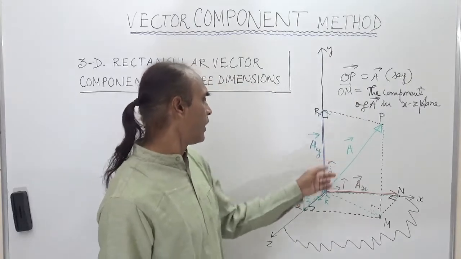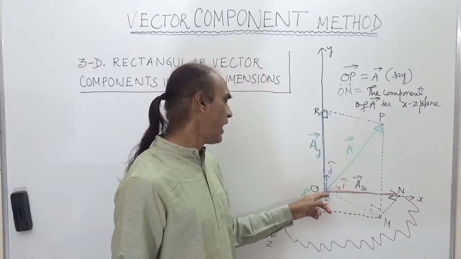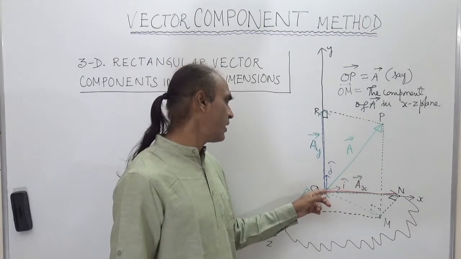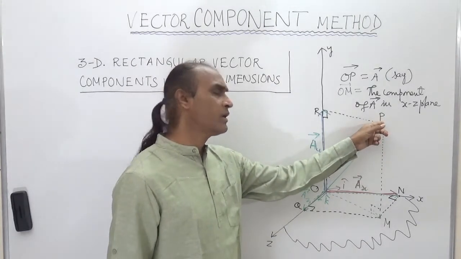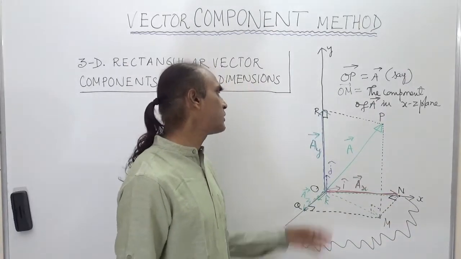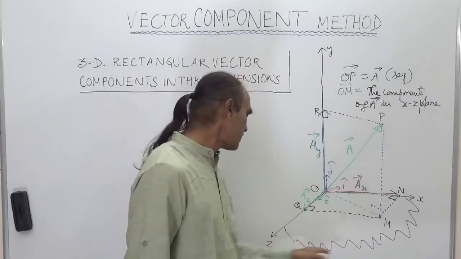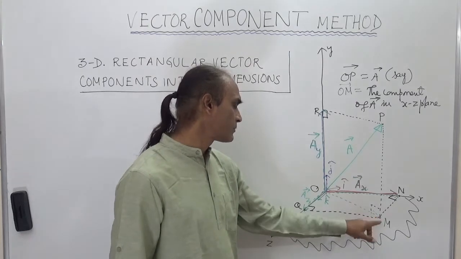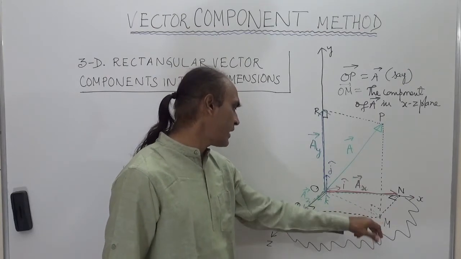I repeat how to find the component of a given vector along x, y and z axis. First of all, we should keep the tail of this vector at the origin, then drop a perpendicular from the tip of the vector onto the xz plane. Of course, you can choose yz or xy plane, doesn't matter. But I have chosen the xz plane. I dropped a perpendicular onto xz plane and it meets or intersects the xz plane at the front end.